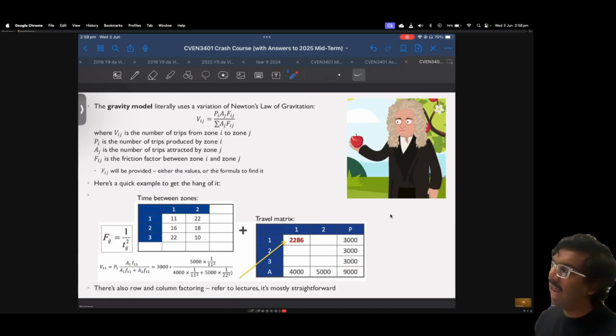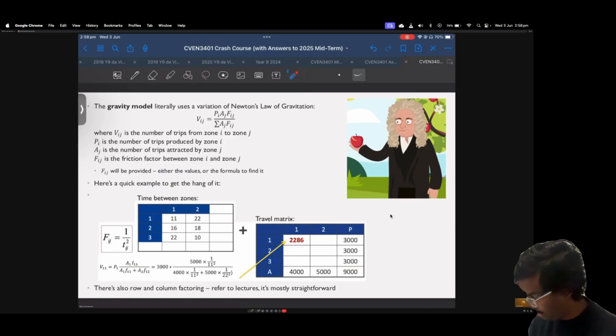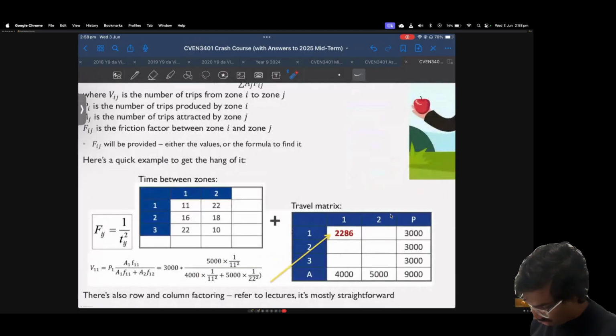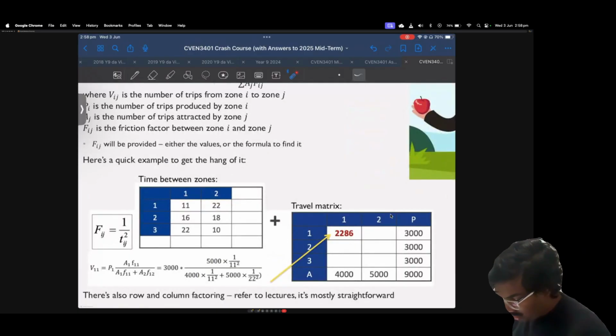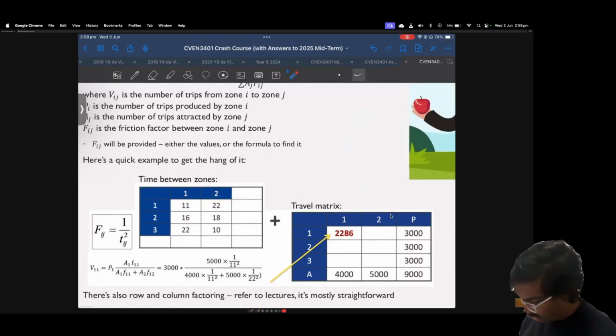And they should obviously add up to the same number. So obviously, it's just the conservation of mass, right? But applied to transport. Like any cars that are produced also need to be attracted. They can't just vanish in the middle, okay? So in this case, we're going to start with the number of journeys between zone 1 and zone 1, okay? Because there are journeys within the zone, as I've already said.